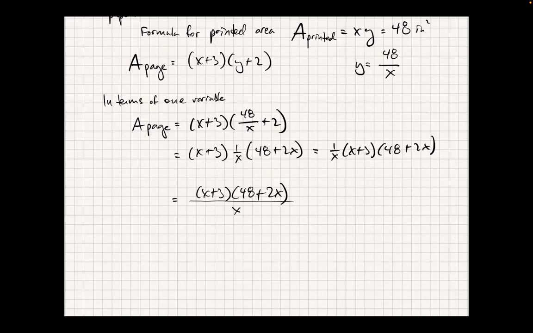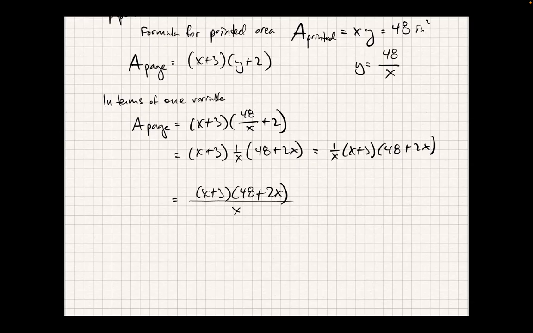Yeah, but how does it become 2x? Because I'm taking out the 1 over x. So if I distribute the 1 over x back in, what does this become? 48 over x. If I distribute it here, what does this become? Plus 2. Not plus 2x, plus 2. Right, because it's 2 times x over x. I needed it to revert back to what it was before I factored it out.